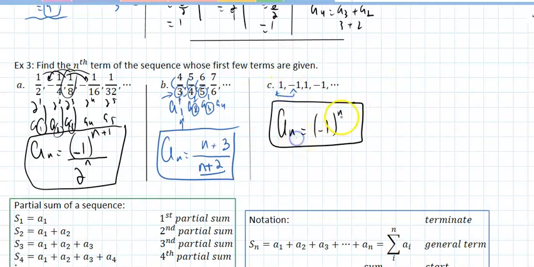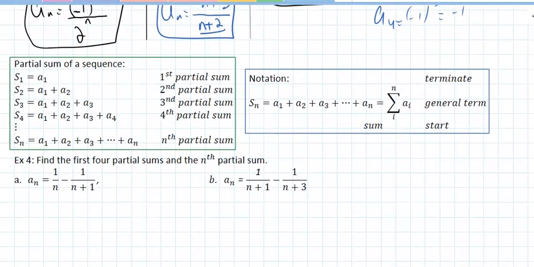Well, if I let n equal 4, a sub 4, according to this formula, is negative 1 to the 4th, which is 1. But I know the 4th term is negative 1, so either make that power a plus 1 or a minus 1. Now if I want a sub 4, put a 4 in there. 4 plus 1 is a 5, and negative 1 to the 5th power is negative 1. It checks.